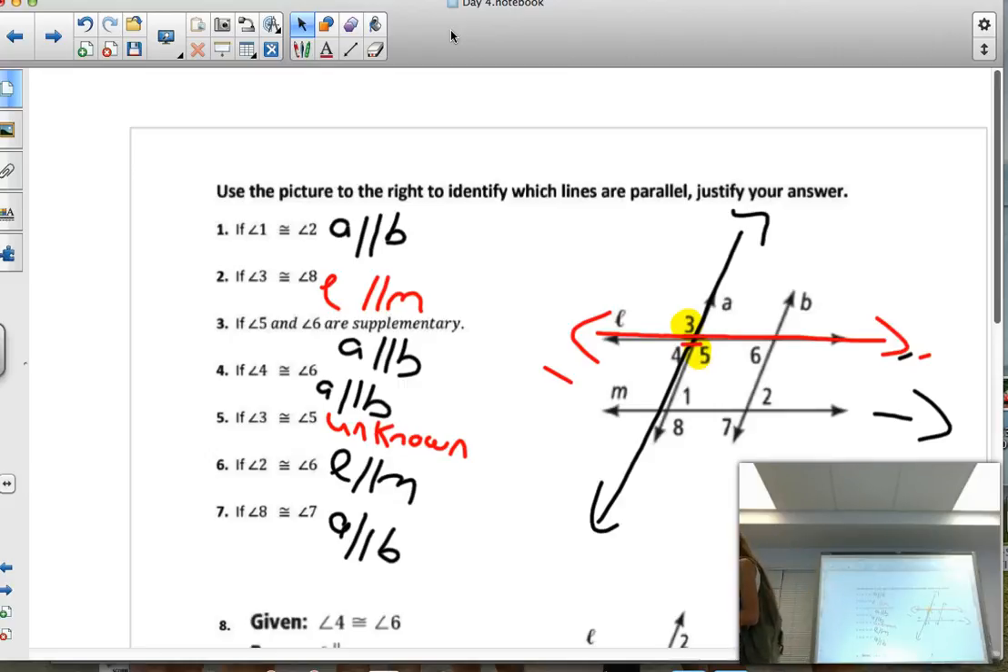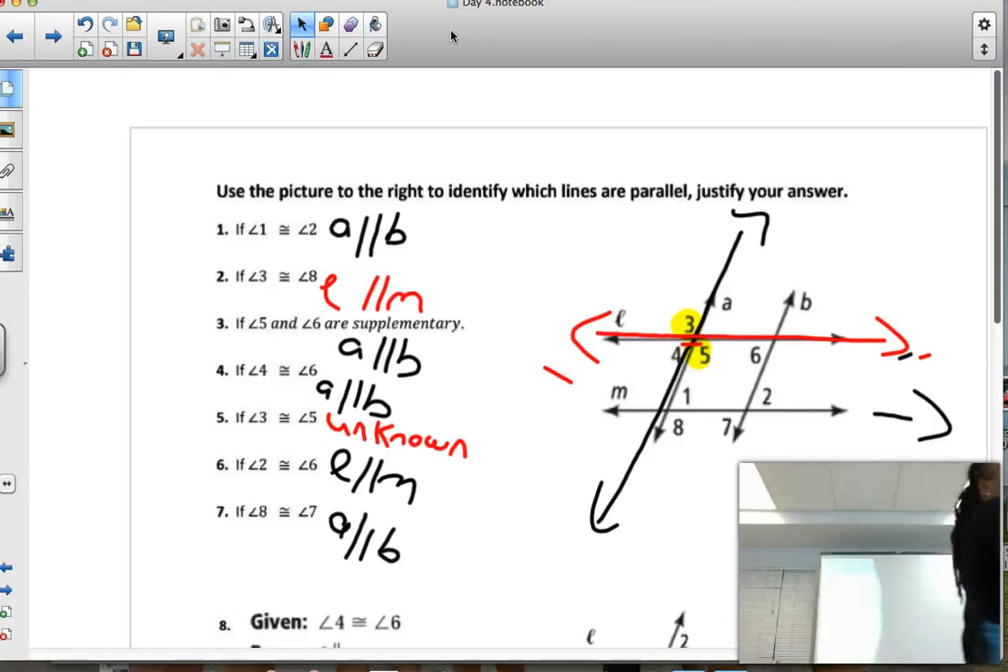Okay, look on 6. So I'm gonna draw in the lines that they're touching. It's touching this line, and it's touching this line. And the 2 is touching this line. So L and... You see? It's touching this line and this line, right? And this line. Okay, so which 2 are the ones that are parallel?